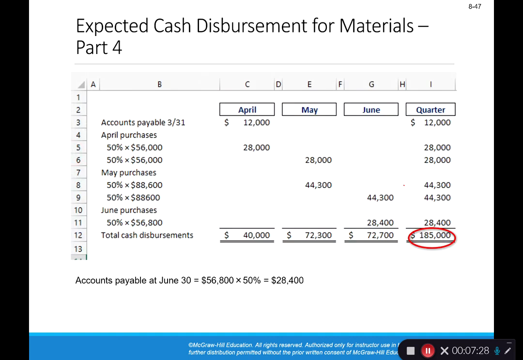Well, you should have figured out that your May purchases in dollars was 88.6. 50% of that's paid in May, the other 50% in June, and then June purchases were 56.8, 50% in June, and the other 50% won't be paid until July, which means the account payable at the end of the quarter, at the end of June, would be 28,400, because 28,400 or half of the 56.8 is paid for in June, the other half hasn't been paid.